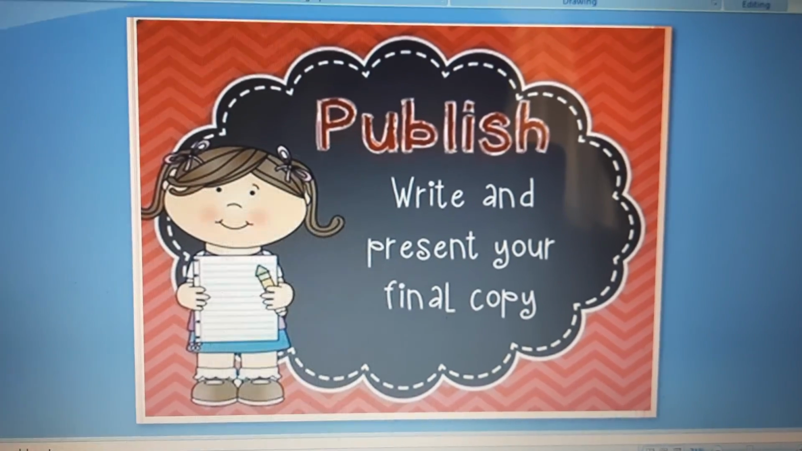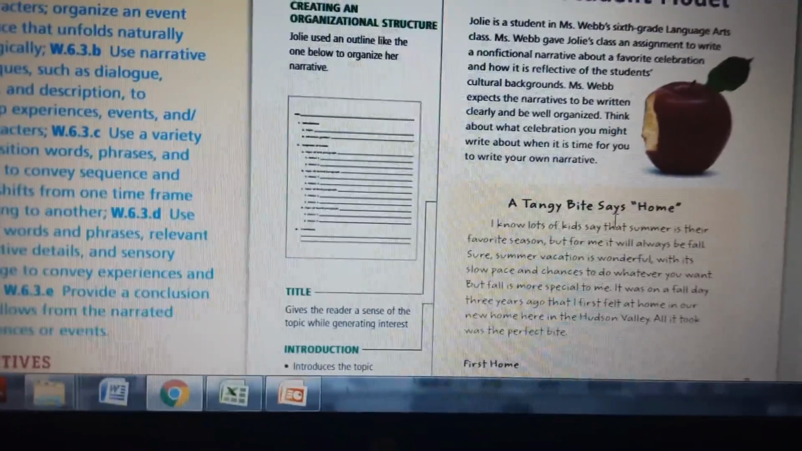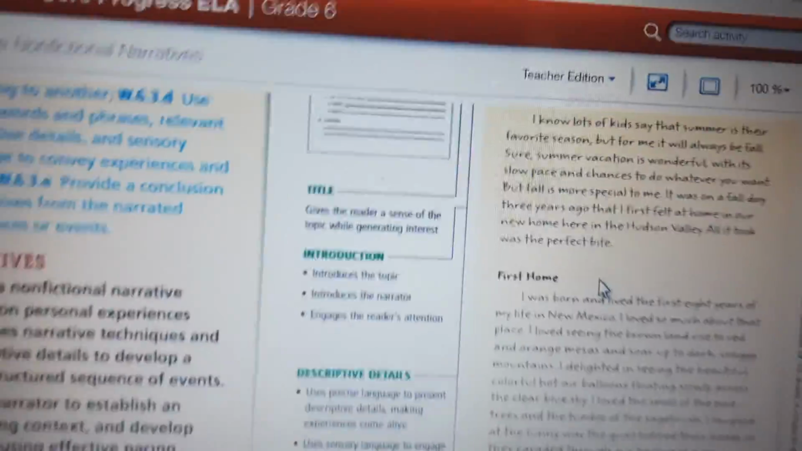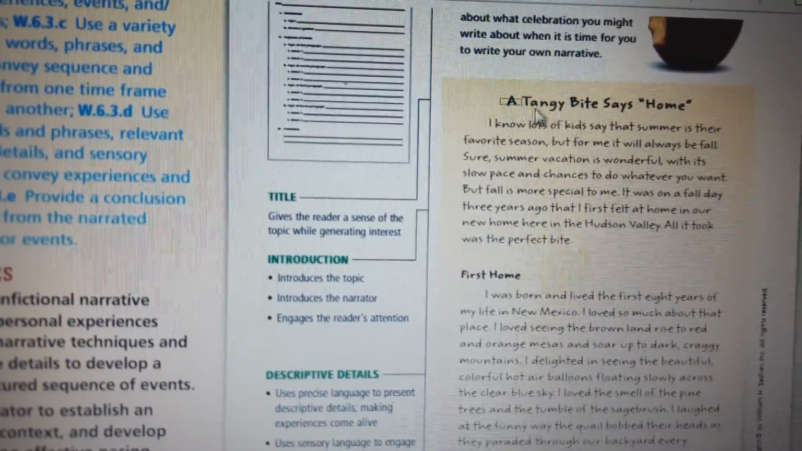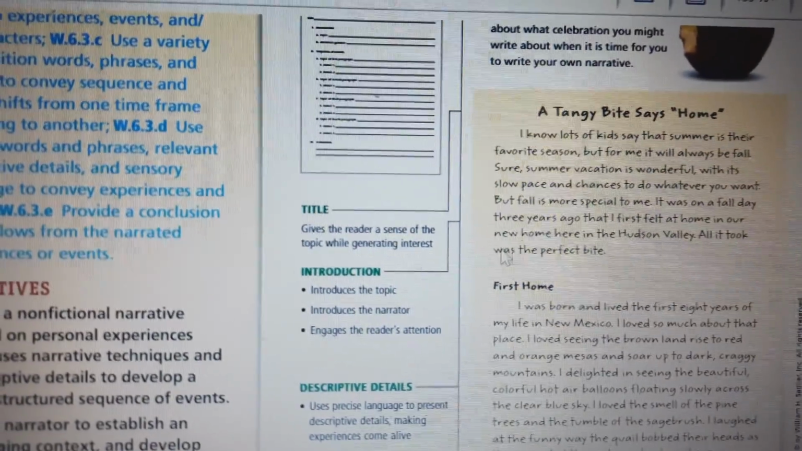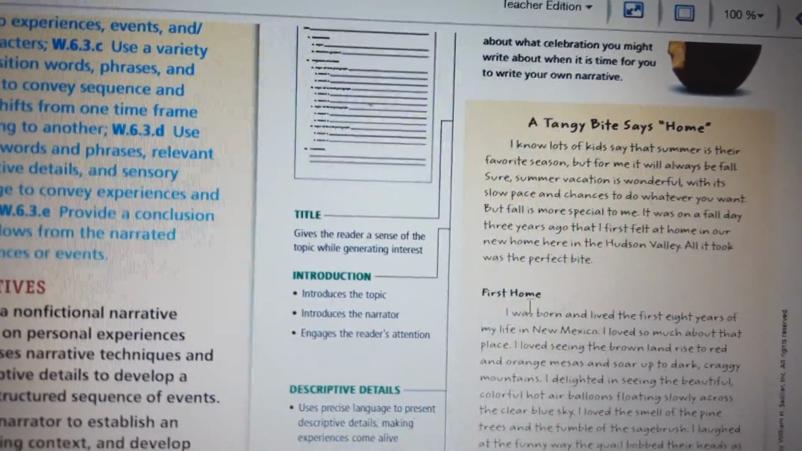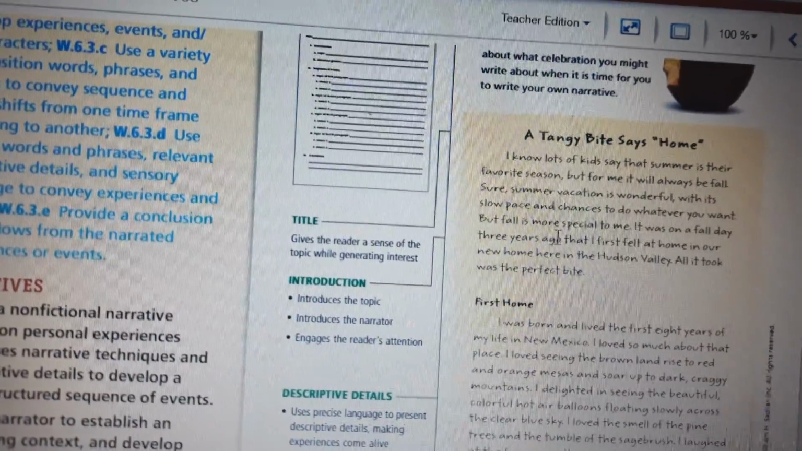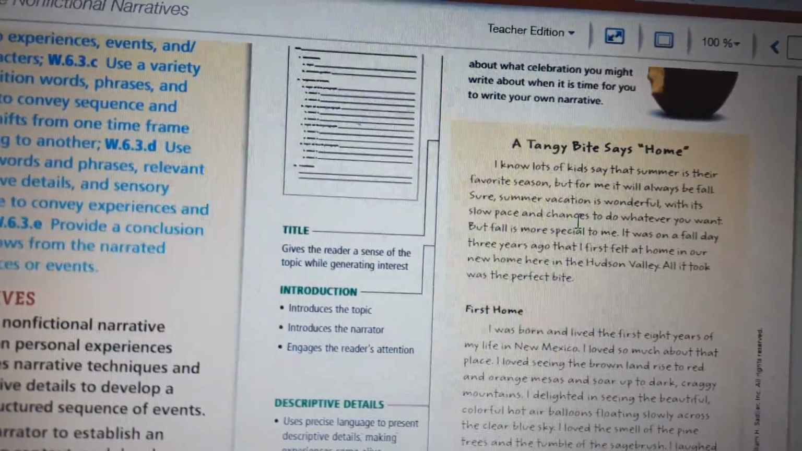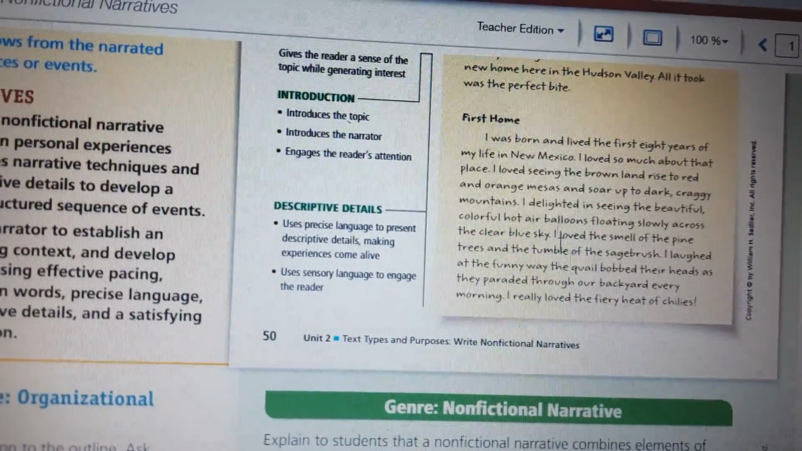Okay, publish: write and present your final copy. Here I'm going to show you from the book. This is a short story. I want you to read it very well. So here we have a title. Title is so important; it gives the reader a sense of the topic and generates interest. We have an introduction: introduce the topic, the narrator, main characters, setting. Here you're going to start with your story.